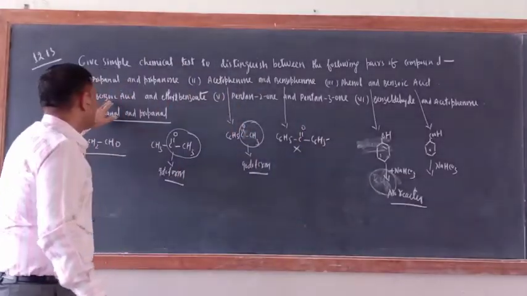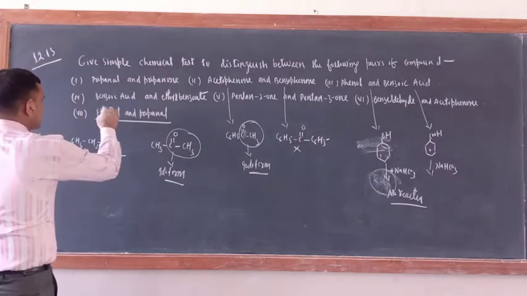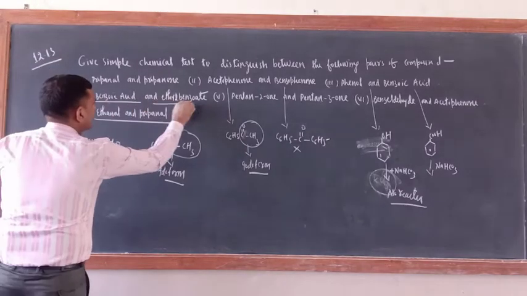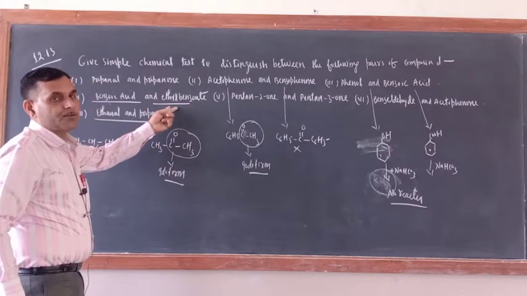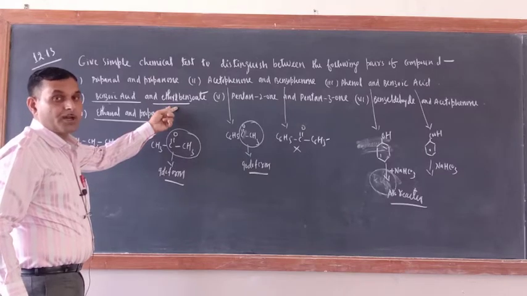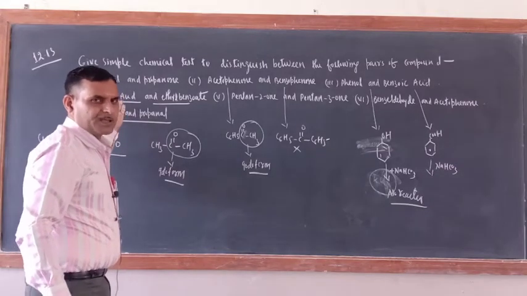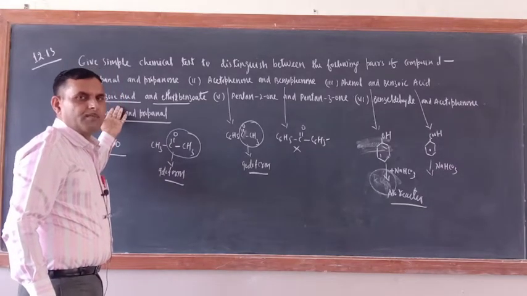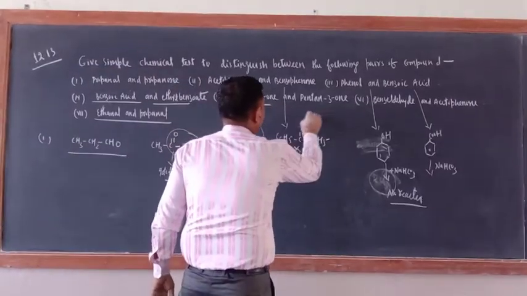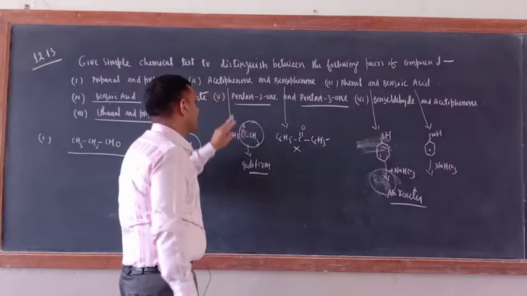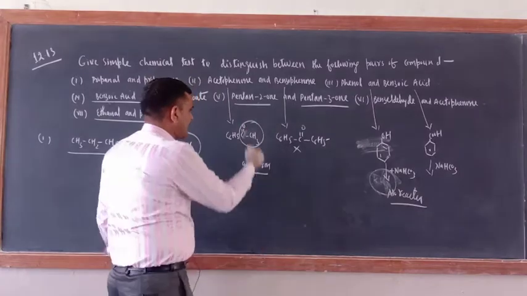Next one is benzoic acid and ethyl benzoate. Ethyl benzoate is an ester, so it will not give a positive NaHCO3 test. In the sodium bicarbonate test, benzoic acid will give. Correct or not? So with the help of the sodium bicarbonate test, we can distinguish. Next one is pentane 2-one and pentane 3-one. So write down their formula.